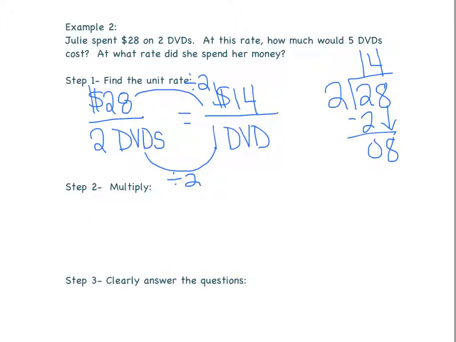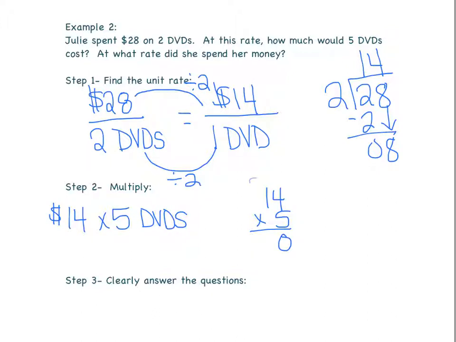But the problem is asking us, at this rate, at $14 per DVD, how much would 5 cost? So then what we need to do is take our $14 and multiply it by 5 DVDs. Okay, so let's go ahead and show our work over here. 4 times 5 is 20. 5 times 1 is 5, plus 2 is 7. So here we would get 70. Okay, so again, this equals 70.